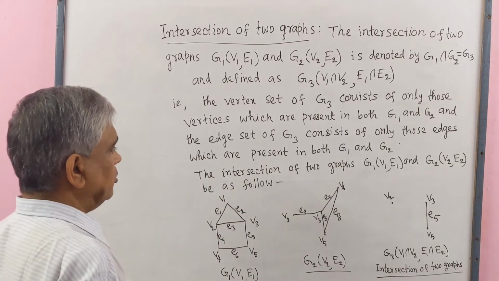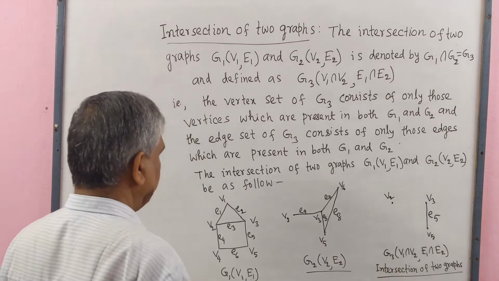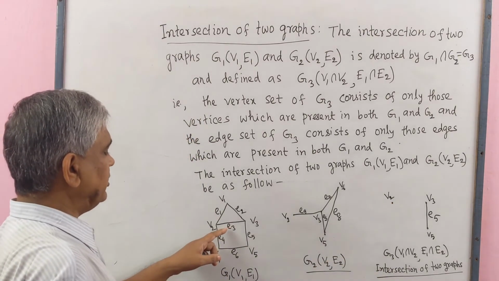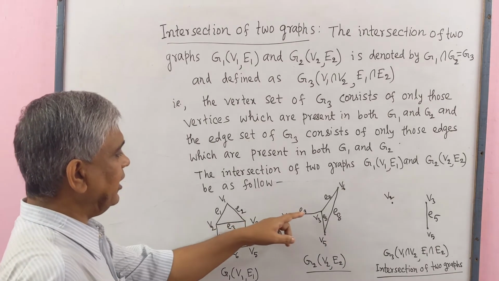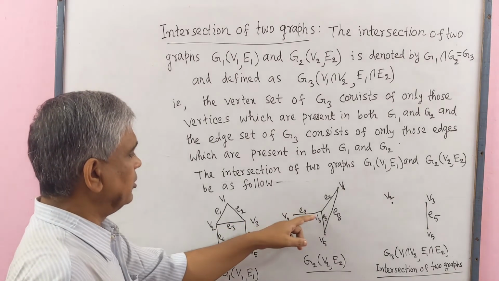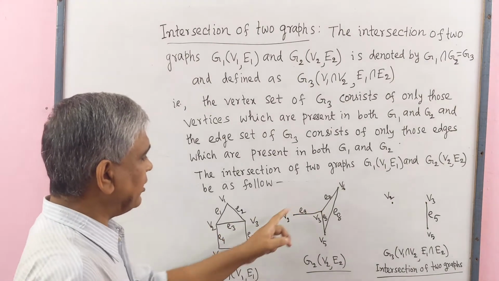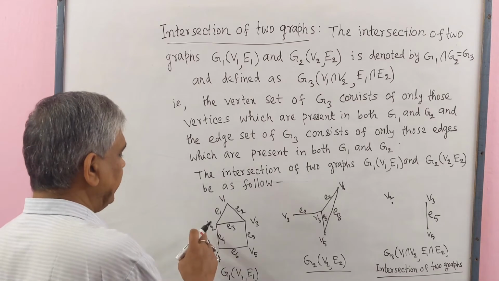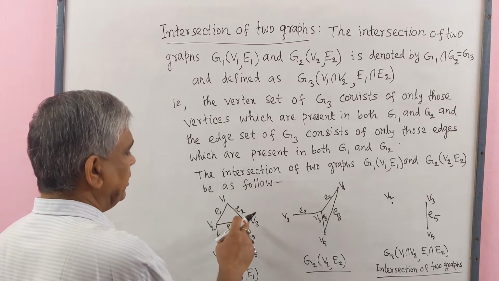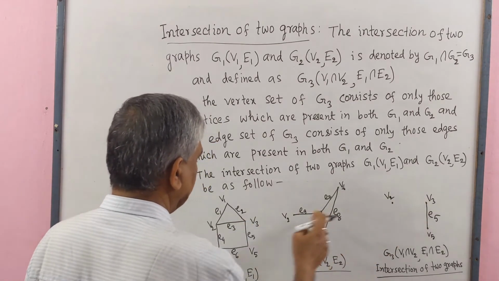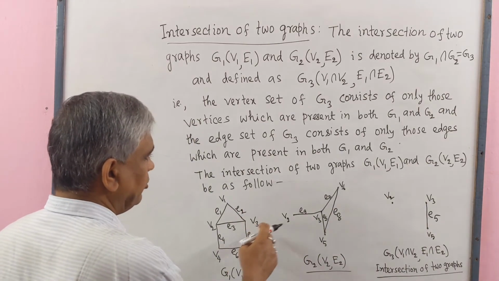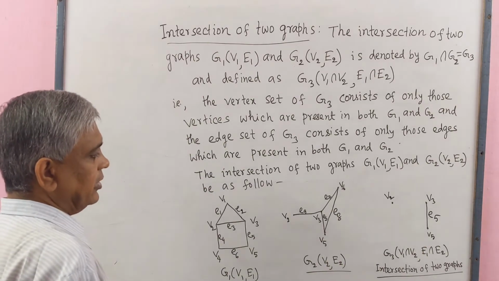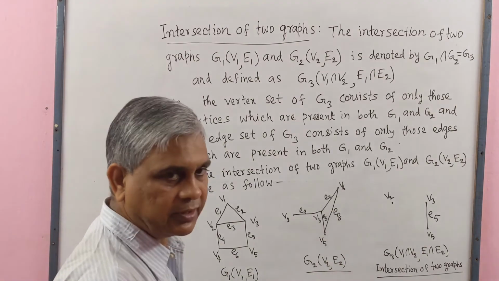So the intersection will be V2. Here we see that the edge E3, here edge E9, so the edge will not be common here, joining V2 and V3. So we write only V2, here V3, and the edge E5 common, and V5. This is the intersection of two graphs.